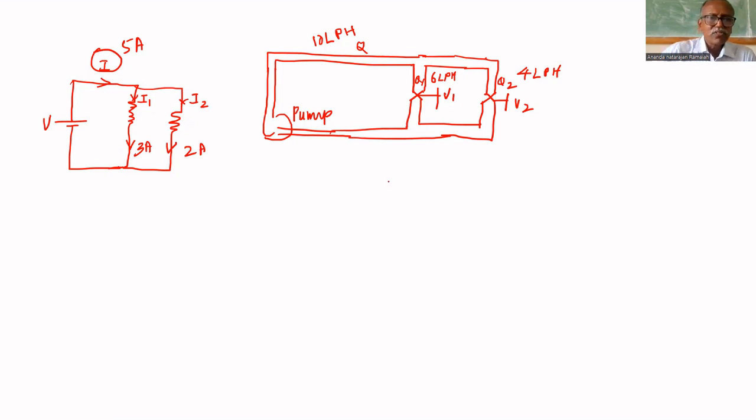Another thing we have already seen is that this pump is developing a pressure difference across these two ends. Between 1 and 2, it develops a pressure difference. That's why there is a flow rate. Flow rate is like this, through this, again through this, again through this, and all are collected and coming here.